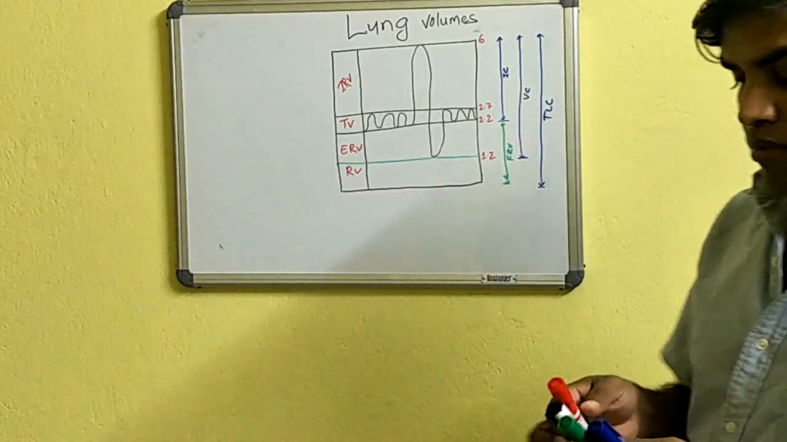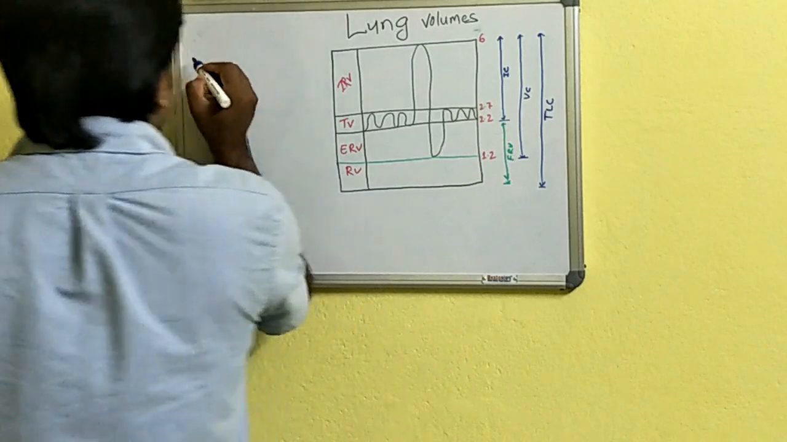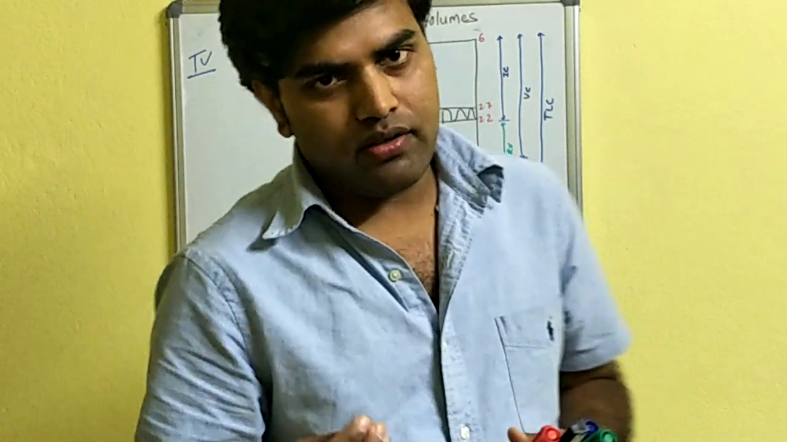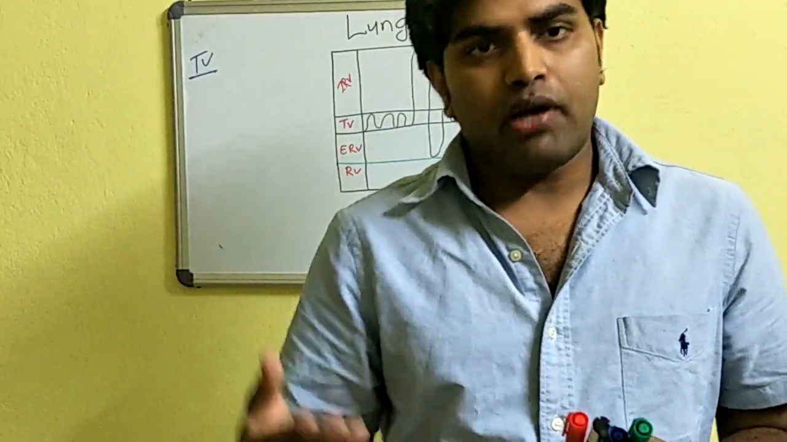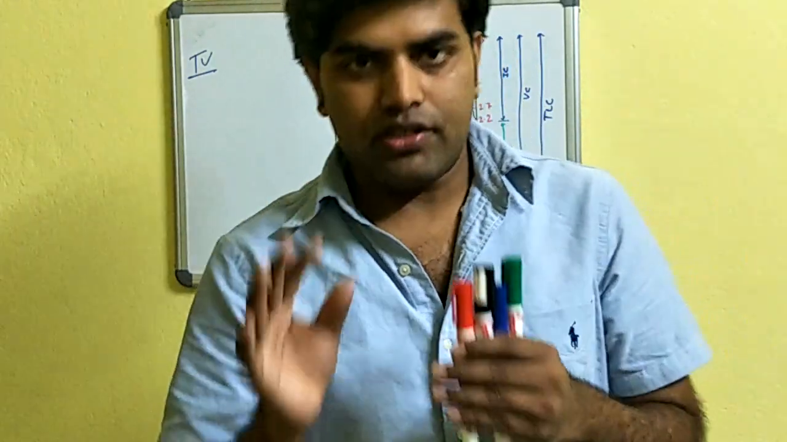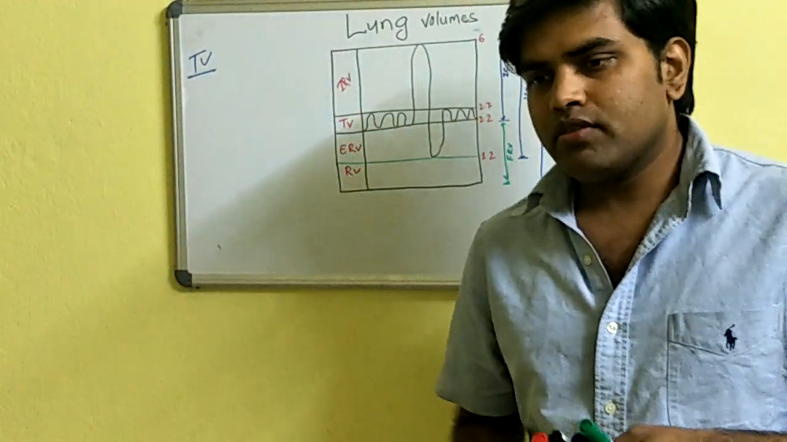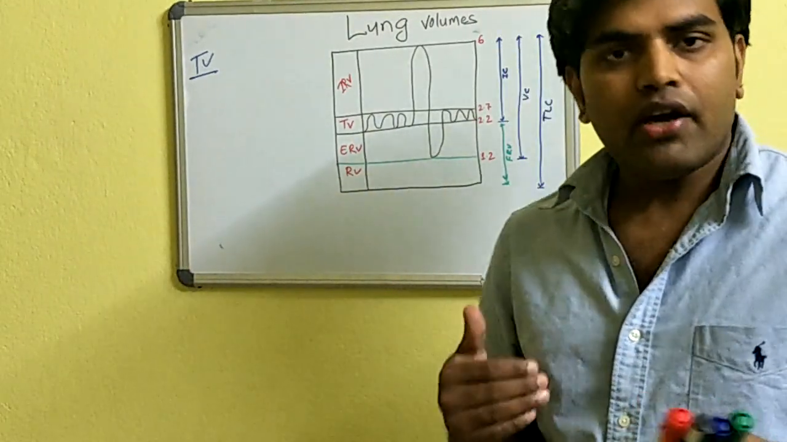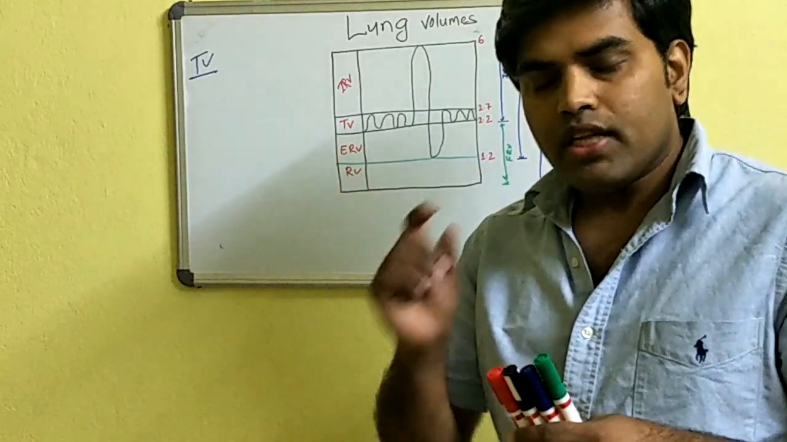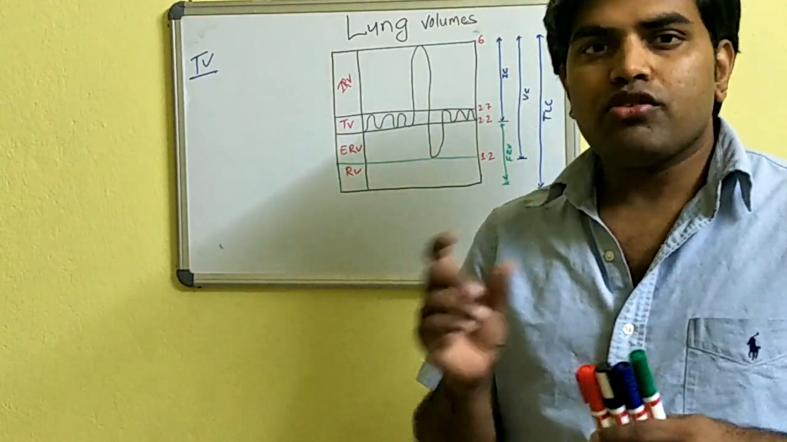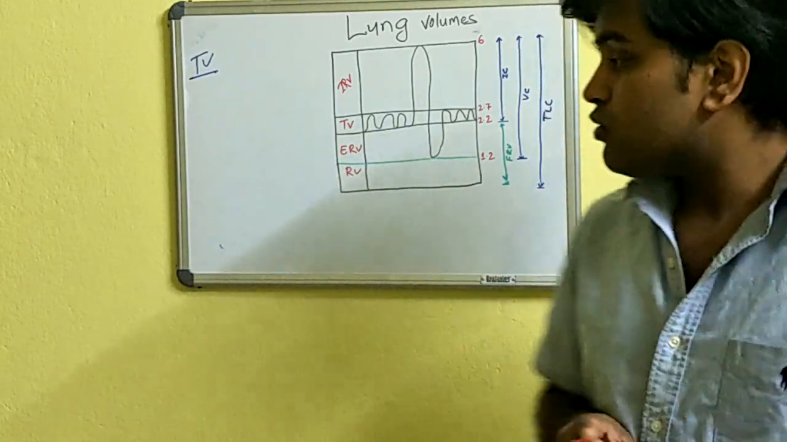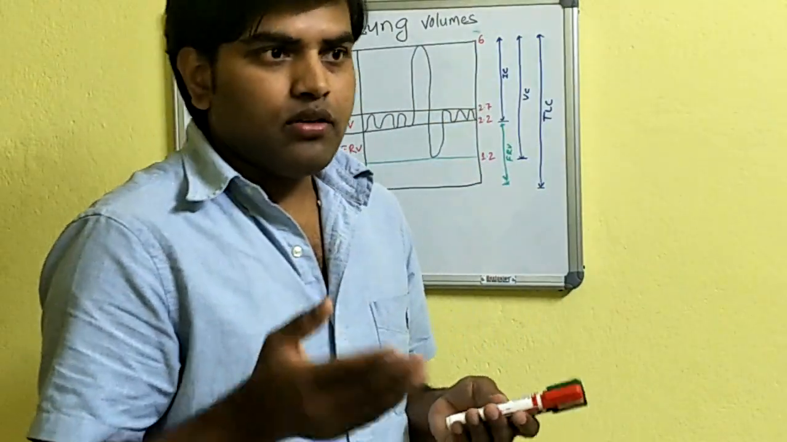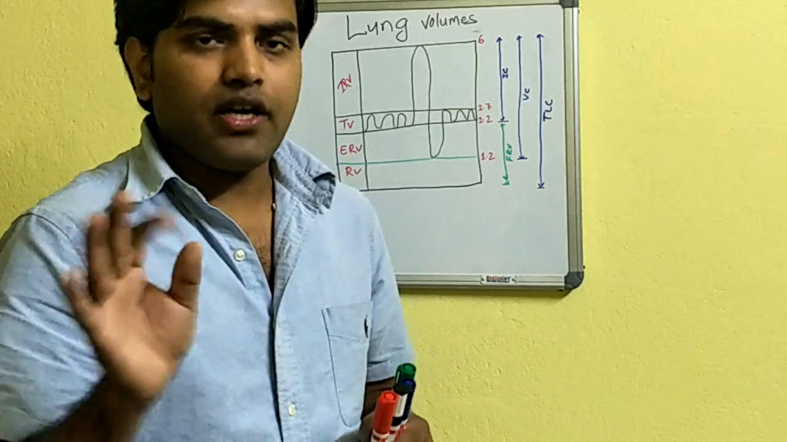There is a term called tidal volume. What is tidal volume? Tidal volume is the amount of air that is inspired or expired in a quiet, normal respiration, a normal breath. If you are breathing unknowingly, the amount of air you inspire or expire is the tidal volume. It is usually 500 ml. So tidal volume means the amount of air that is inspired or expired with normal quiet respiration.